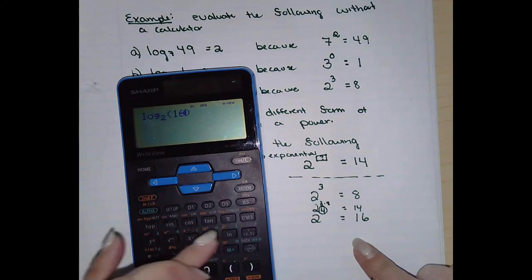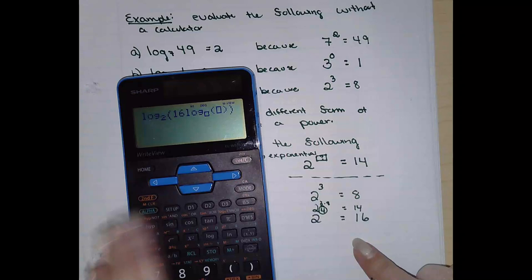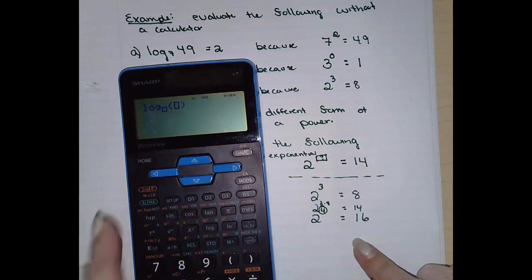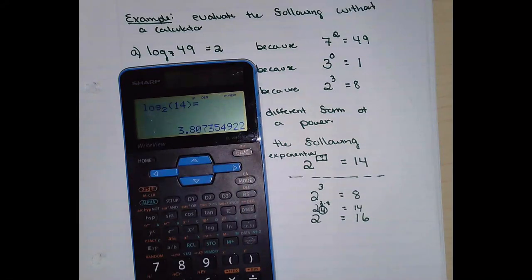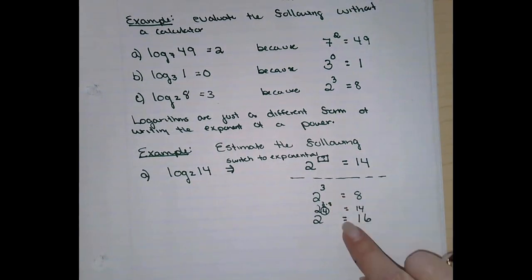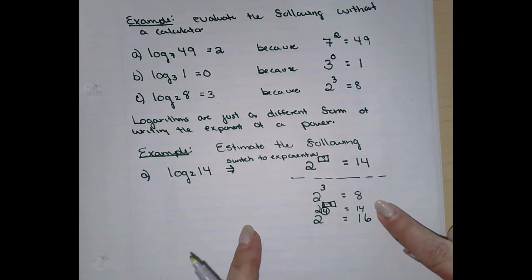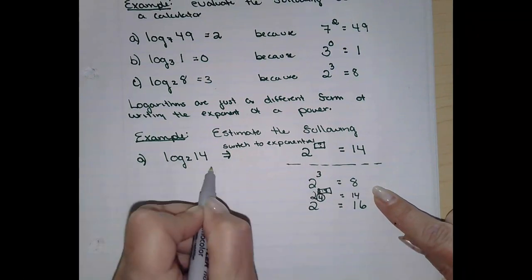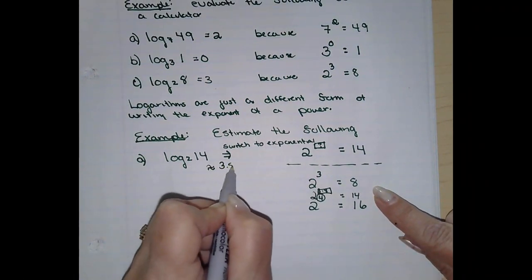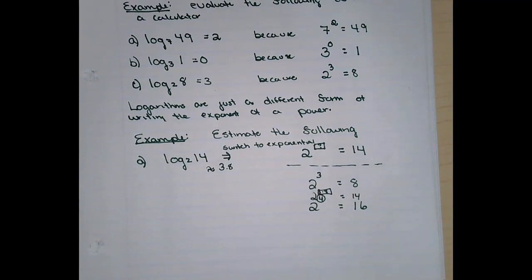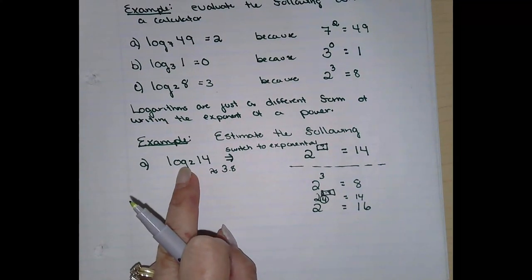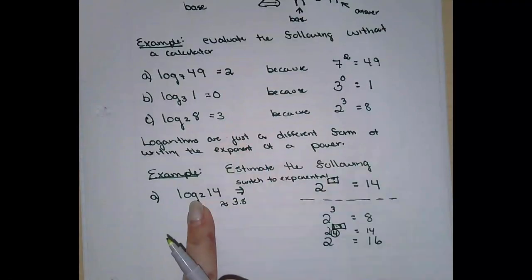So plug it in and see how close you were, right? So again, base was 2, answer was 14, 3.8. You can estimate where that exponent is, and this is how you would show it. So you would say this is approximately equal to 3.8, because when I switch it to exponential in my mind, I'm like, oh, okay, I'm closer to the 4th power than the 3rd. Does that make sense? Because again, all these logarithms are numbers, which means not just perfect, nice, pretty powers, but all the decimals in between as well.